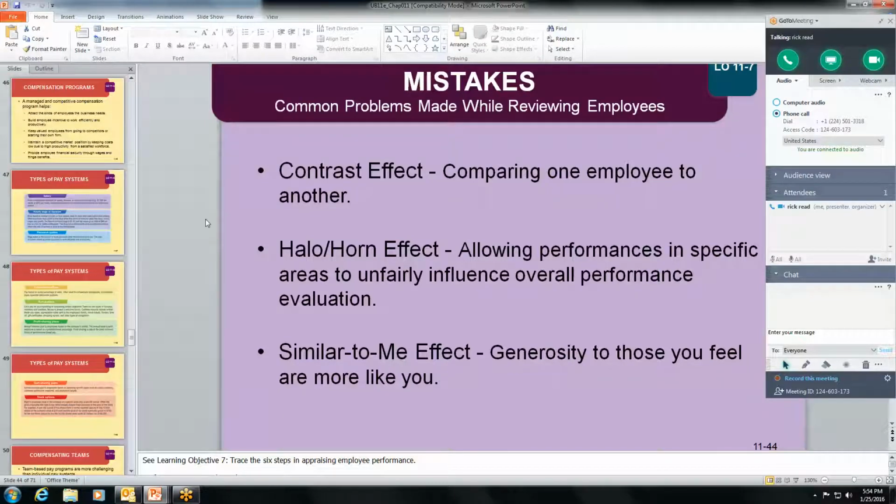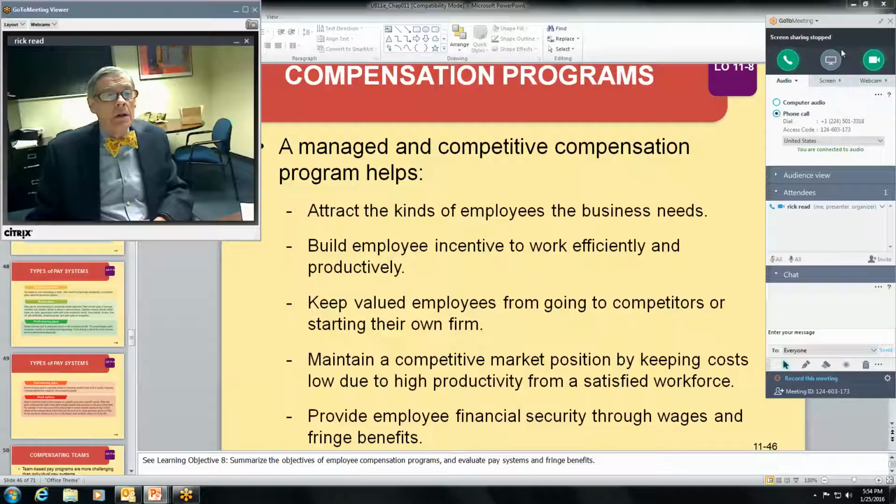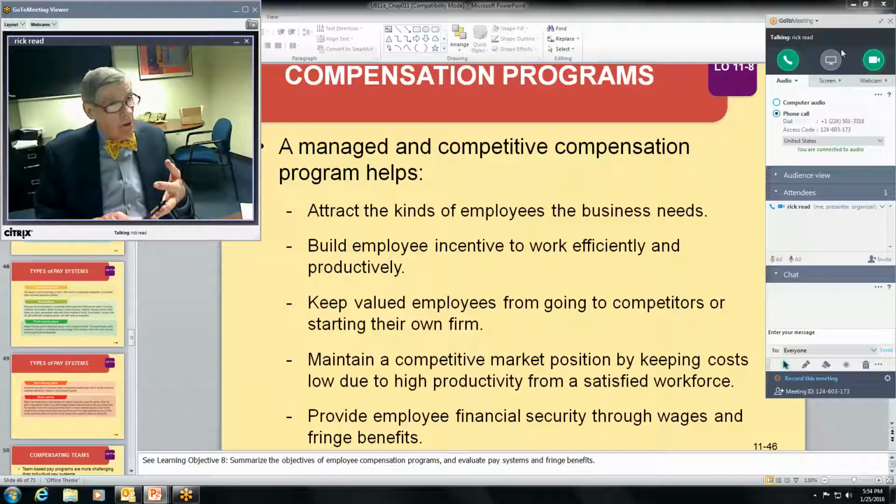Compensation programs, you have to have a program that attracts employees. Now you can do one of three things. You can lag the market, you can meet the market, you can be ahead of the market. And so this is what you want to do. You want to have the type of pay and type of pay systems and benefits that attract the type of employees that you're looking for.